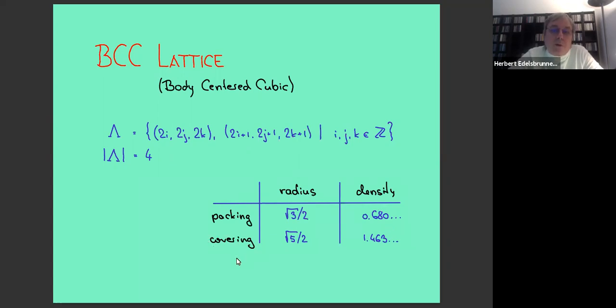But I can also use this lattice for covering. And in covering, I blow up the spheres further. I let them overlap until they cover the entire three-dimensional space. And then I stop growing. This happens at square root of 5/2. And the density in this case is 1.463. This is the waste, like how much the spheres overlap and not necessary because it's covering twice or three times.